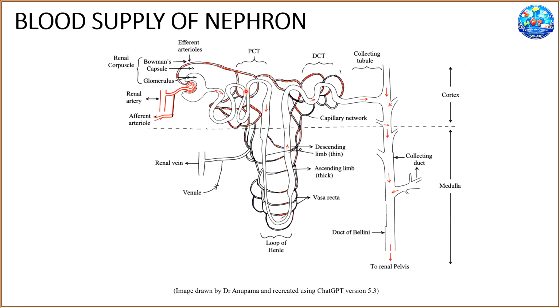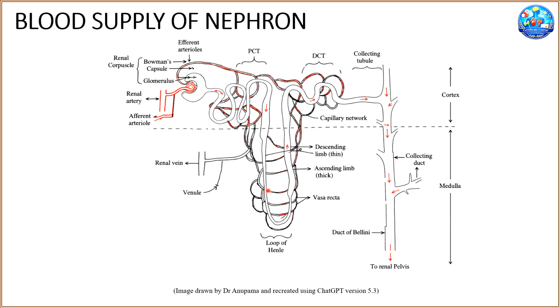Let us understand the blood supply to the nephron. Each nephron is closely associated with a rich network of blood vessels. The blood enters through the afferent arteriole to the glomerulus, and leaves through the efferent arteriole. The efferent arteriole further divides into capillaries surrounding the renal tubule, facilitating exchange of substances.